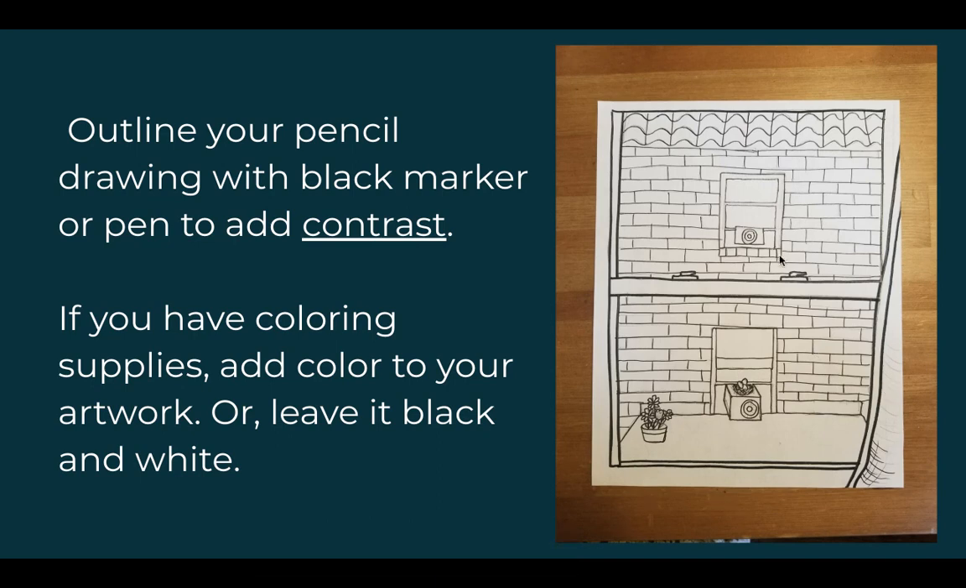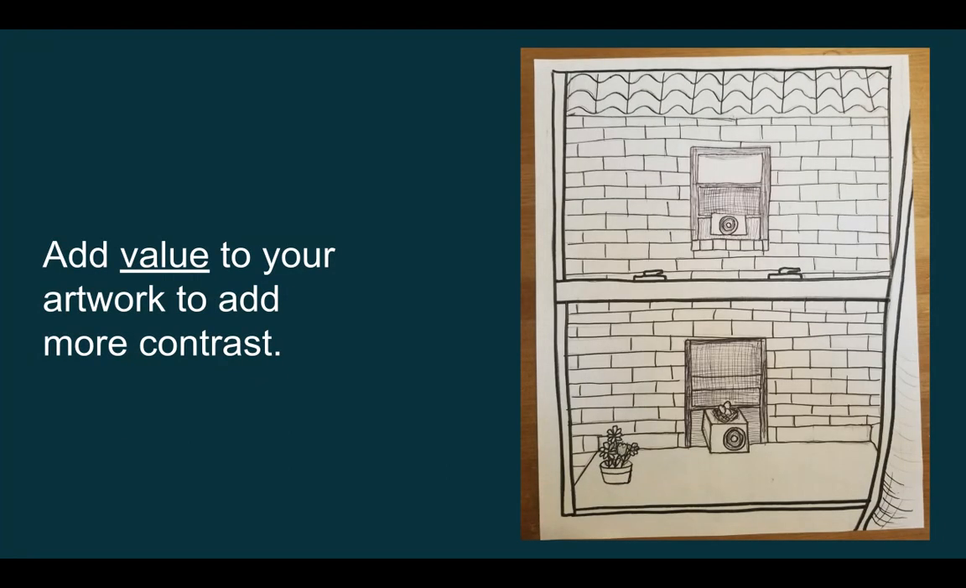And then for everything outside of my window, I used a thinner black line. So I used a pen for this part to outline everything that's outside of that window. Now, if you have coloring supplies, you can add color to your artwork, or you can leave it black and white. Make sure that you add value to your artwork to add more contrast. Remember, value is the lightness or darkness of a color. So I just paid attention to where there was shading on the outside of my window, and I added some shading, some value to what I saw in order to make it pop out more and have more contrast.